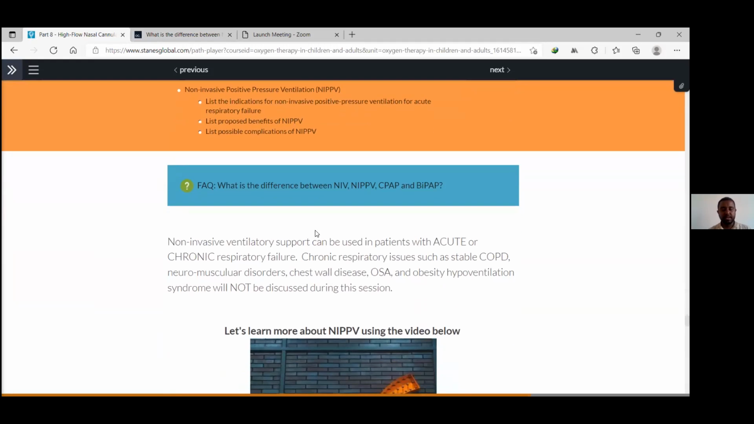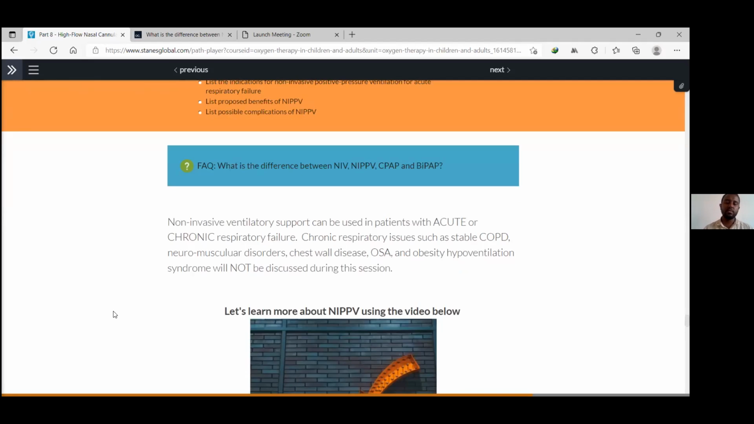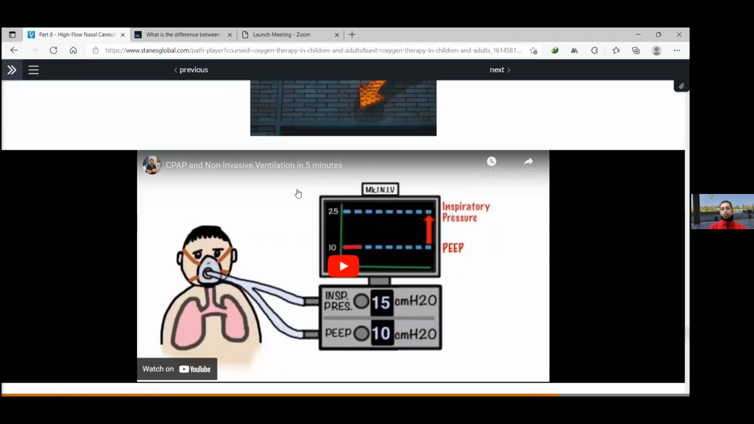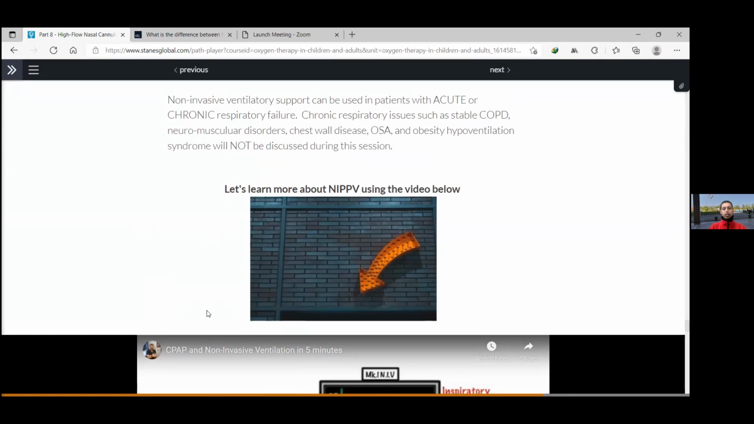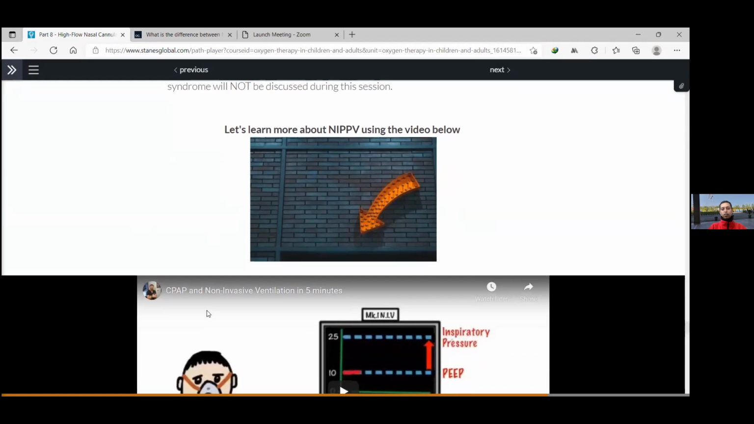Non-invasive ventilatory support can be used in acute or chronic respiratory failure and chronic respiratory issues such as stable COPD, neuromuscular disorders, chest wall disease, obstructive sleep apnea, and obesity hypoventilation syndrome. Although they will not be discussed during these sessions, these are some of the benefits we have with non-invasive ventilation. If they want to know more about these issues, they can join the Learning Resource Center and read through the article. There is a website on open critical care, so they can learn about the different terminologies.